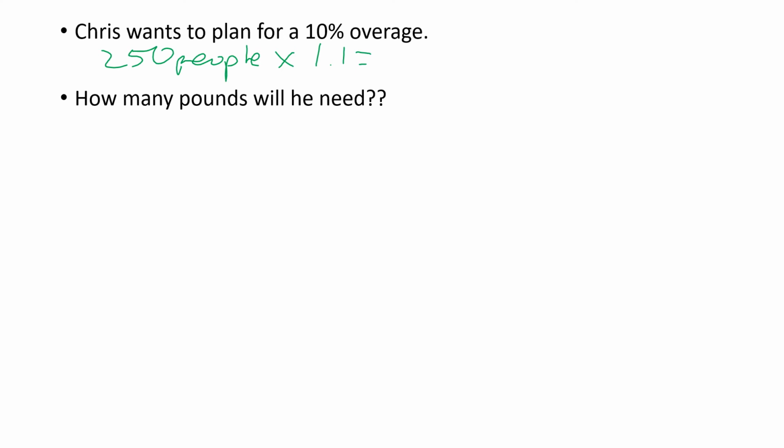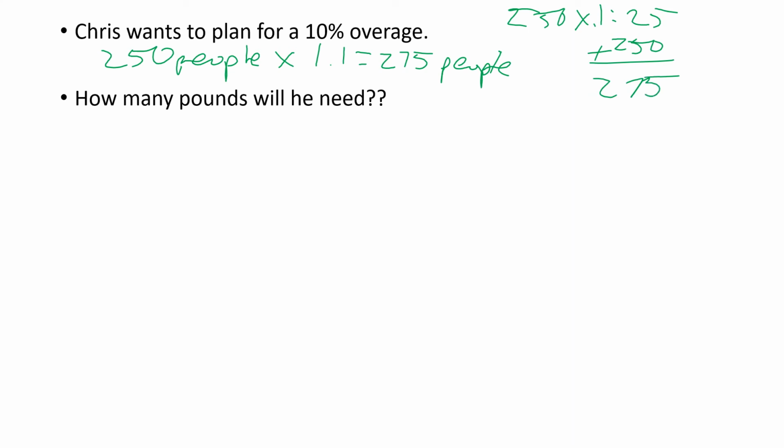1.1. Remember? The 1 is the 250 people. The 0.1 is the 10%. And we get 275. Okay, that's the shortcut. The other way to do it is 250 times 0.1 gives me 25, and then I add that to 250, and I get 275. Same number, same way, different options. This is a shortcut. This is a two-step process.